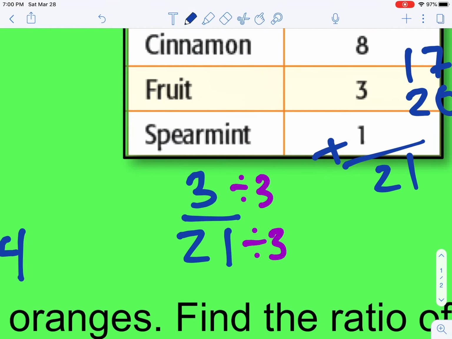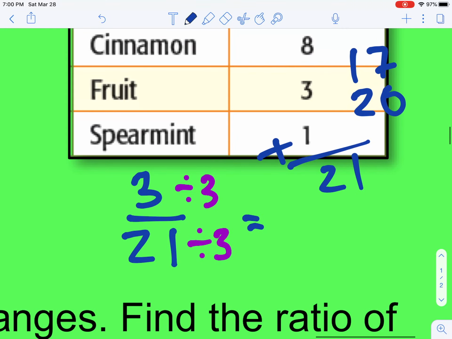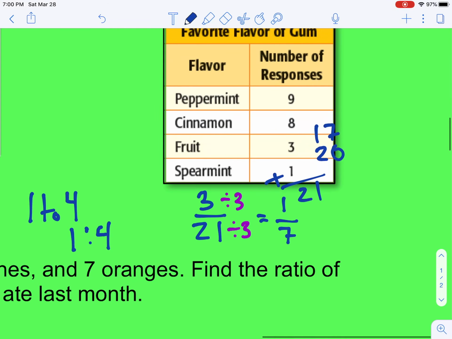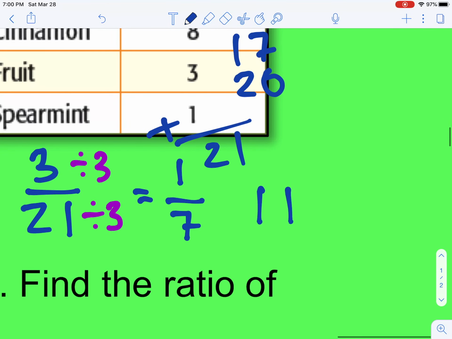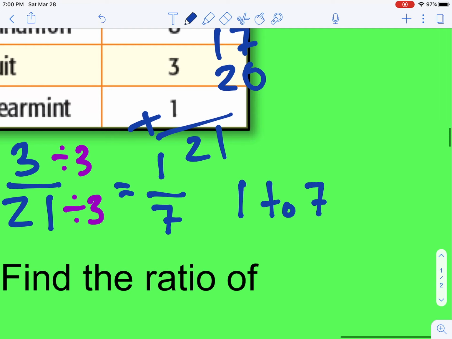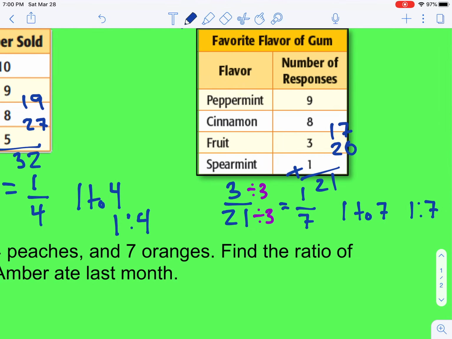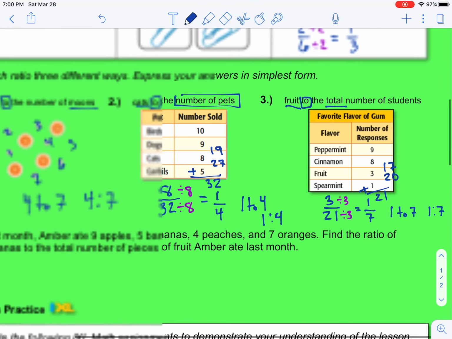And feel free to use a calculator if you need to. 3 divided by 3 is 1, 21 divided by 3 is 7. Now I can write it my two other ways, 1 to 7 and 1 to 7. So my ratio of fruit to total number of students' responses is 1 to 7.